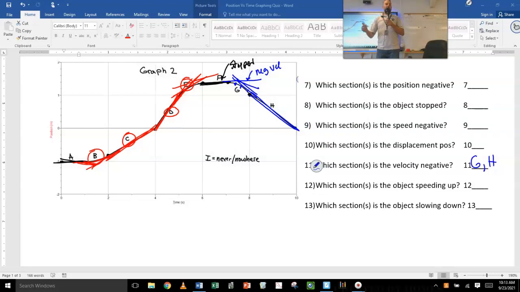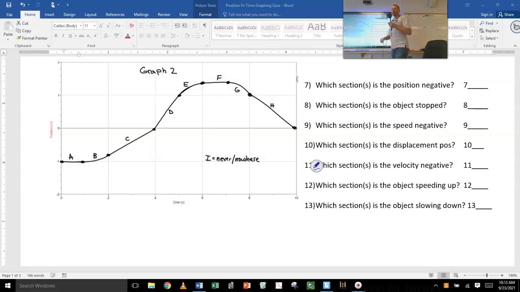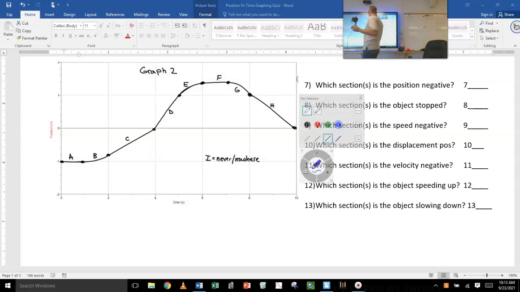In part G, I have a negative velocity and I'm speeding up, but it's negative the entire time. I'm getting faster. And at H, it's a constant negative velocity. And number 12, which section are you speeding up? Meaning I'm going from stopping to moving. So part B, great example of speeding up. I'm stopped here, and I'm moving at part C. So B, I'm speeding up.